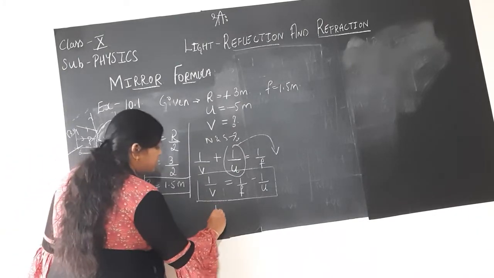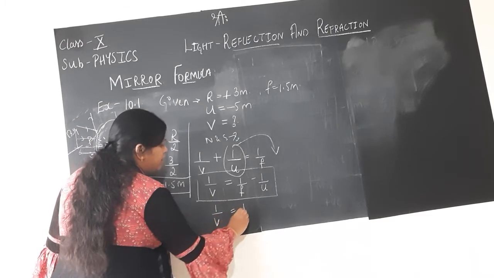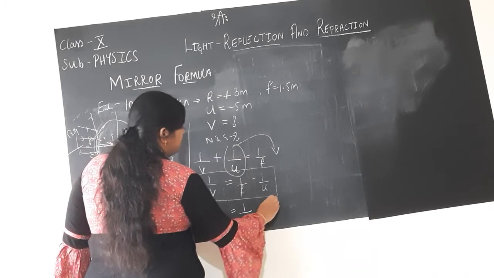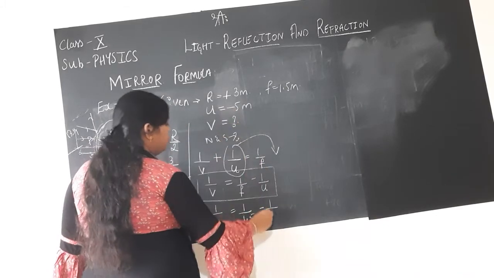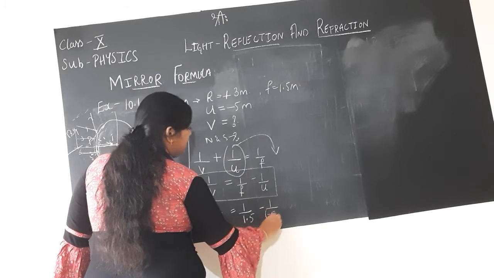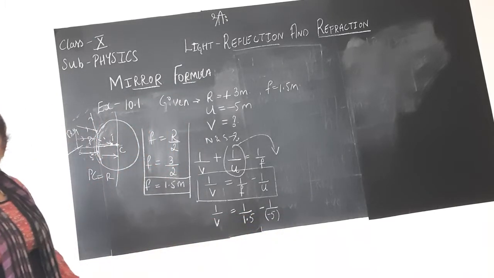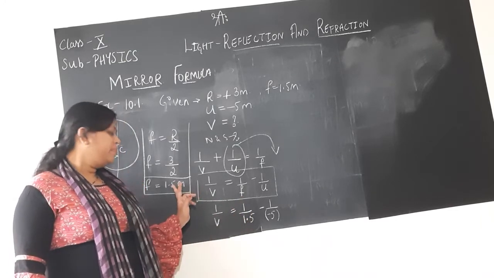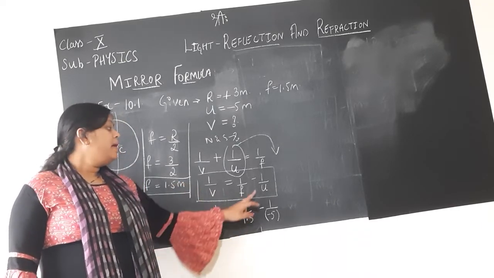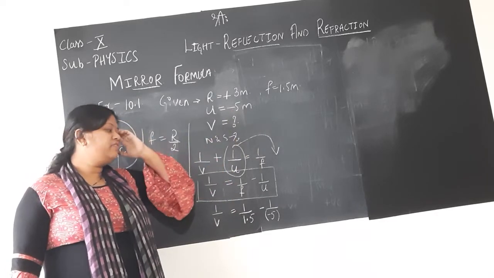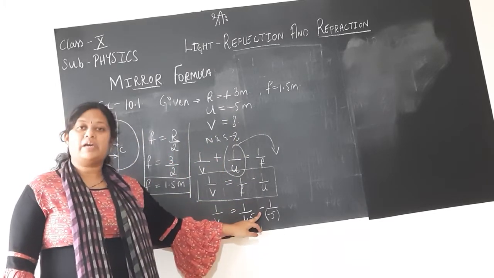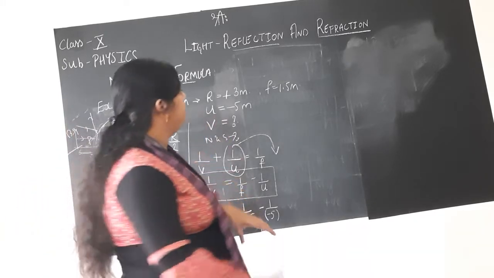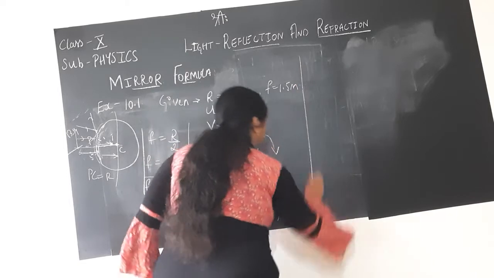So now let me substitute. 1 by v will be 1 by f. What is f? Just now we got 1.5, minus 1 by u. What is u? Minus 5. So please be very careful when you substitute. Use the brackets. 1 by 1.5, no problem. But the object distance u is already minus 5, children. In the formula also you have one more minus sign. So 1 by v is 1 by 1.5 minus of minus 1 by 5.